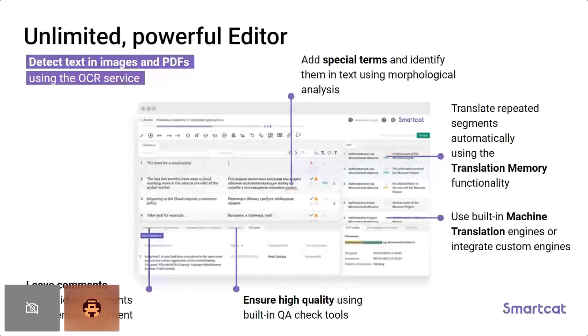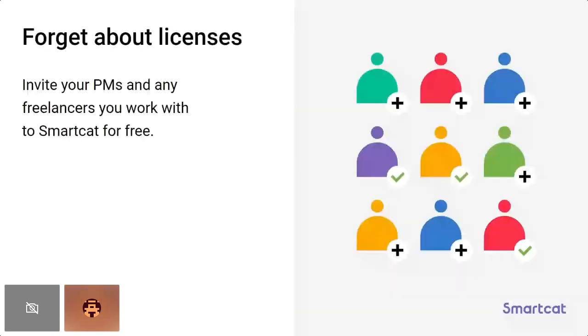Now, the best part of Smartcat, obviously, is that unlike many other tools on the market, we don't put limits on how many people you can have in your account. So you don't have to really worry about counting licenses. You can invite all your employees, you can invite all your freelancers, and we also don't put limits on data or the number of words that you process in the application.